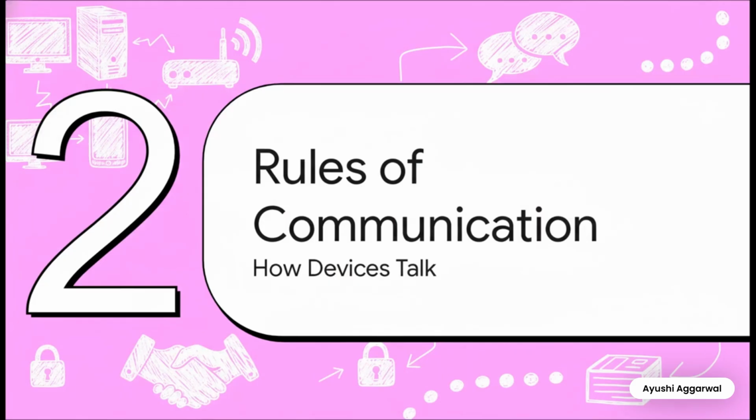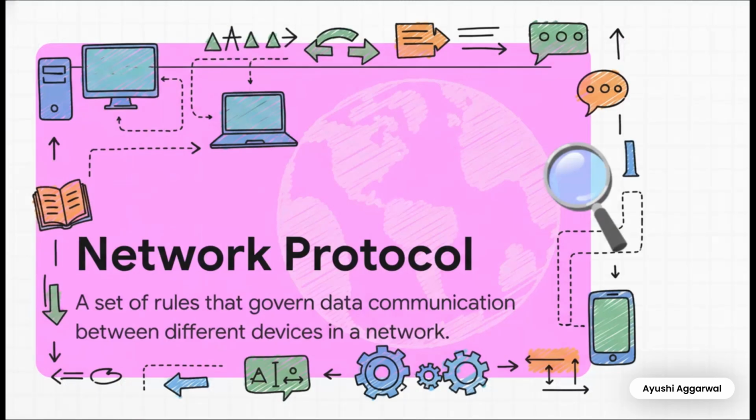So, we've looked at the hardware, our post offices, but how does the work get done inside them? For that, we need rules and a common language. In the world of the internet, we call these rules protocols. You can think of protocols as the grammar of the internet. They make sure that every device can correctly understand what the other devices are saying.